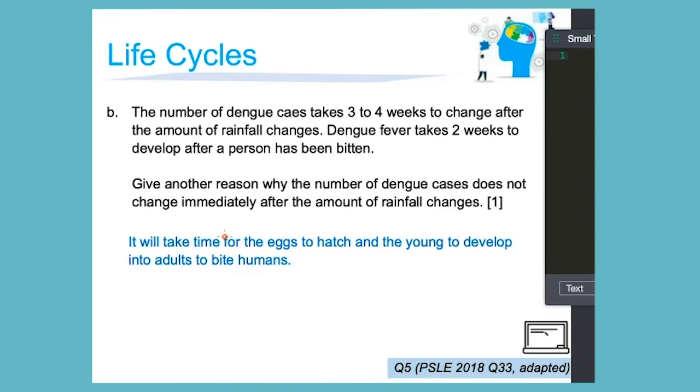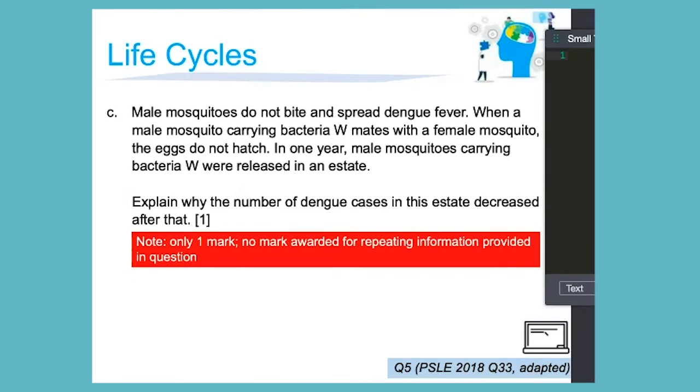Okay, so I'm going through this because I don't want you to tell me, oh, because it takes 2 weeks to develop. So basically, another reason why the number of cases will not change immediately is because eggs take time to hatch. Other than the 2 weeks for the symptoms to develop after the mosquito has bitten me, the mosquito lays eggs, and it takes about 2 weeks or so before these eggs will develop to become female mosquitoes. Okay, so this one is still quite okay. It's the next question that would be interesting.